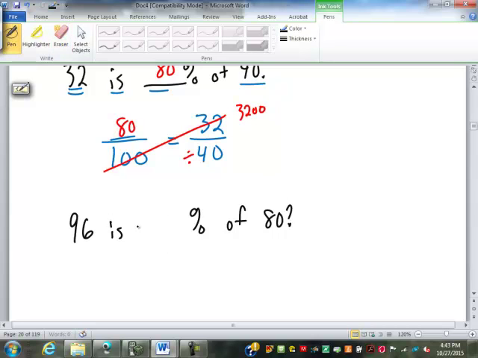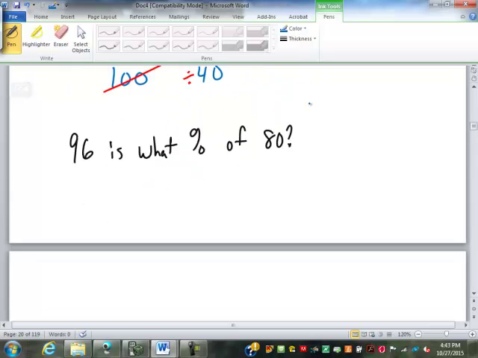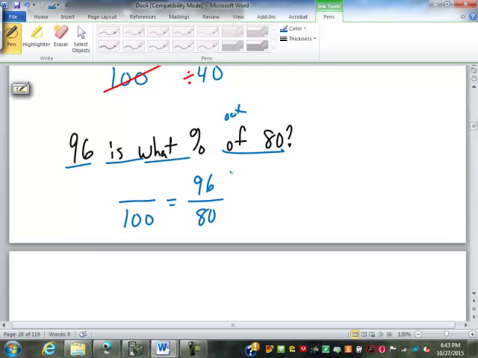We could also have it worded 96 is what percent of 80? Now again, we're missing the percent, so I'm going to start out with blank over 100. On the other side, what's going to go on top? What's going to go on bottom? 96 over 80. Good. This is of 80, so think of that as out of 80. Implies the 80 goes on bottom. 96 is what percent? Implies the 96 goes with the missing percent.